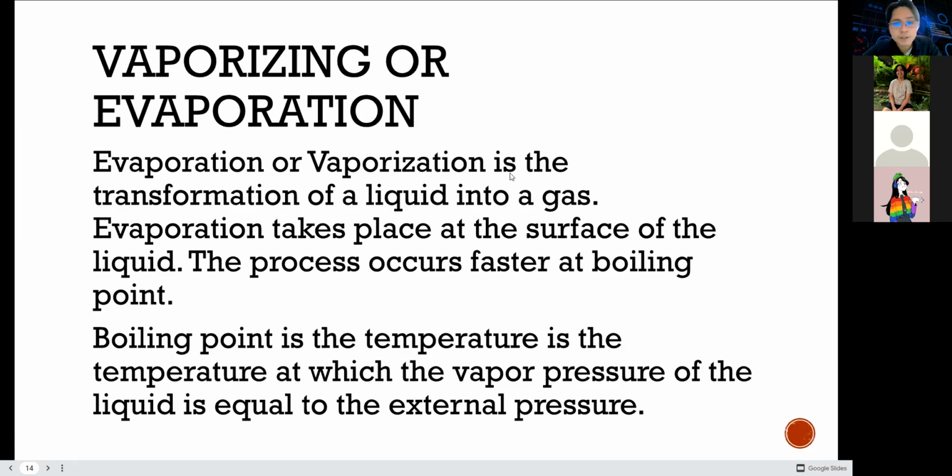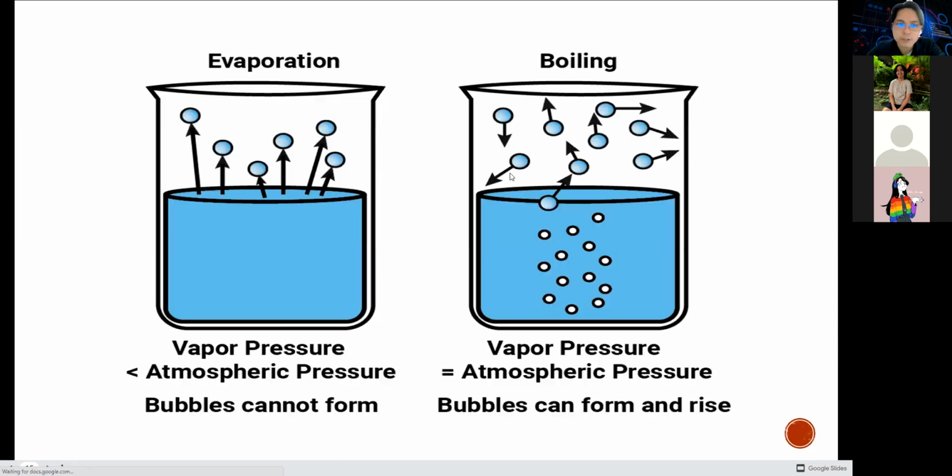Boiling point is the temperature at which the vapor pressure of the liquid is equal to its external pressure. So the tendency is that a particular liquid will boil. Do different liquids have different boiling points? The answer is yes. The boiling point of water is 100 degrees Celsius. The rest are different, depending upon the particular liquid.